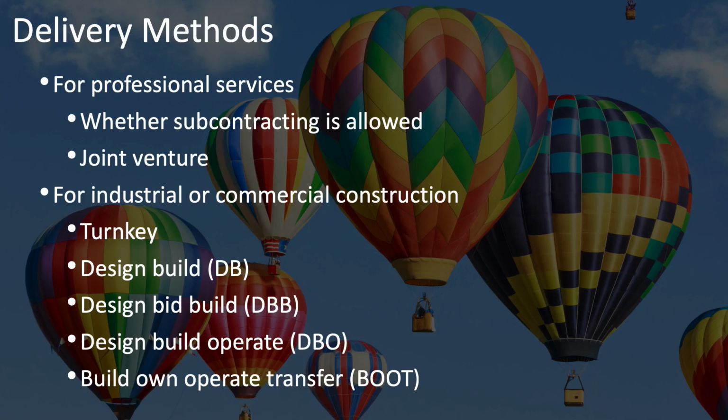Moving on to delivery methods for industrial or commercial construction. First, we have turnkey, which comes from the idea that this is something that is completely ready to go and ready to use, and you just need to hand over the key. Examples include a home. If you're building a home and you build it to the point that it's completely finished and ready to move in, that's a turnkey delivery method.